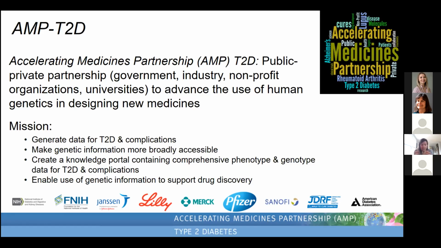And the mission of this, which I think is useful because it helps set the stage for how Type 1 diabetes came into the mix, was to generate data for Type 2 diabetes and its complications, and make this data accessible, not just to the experts, but to people who can actually make use of it. Create a knowledge portal for Type 2 diabetes that contains comprehensive phenotype and genotype data for Type 2 diabetes and these complications in a usable and accessible framework. And hopefully this will enable the use of this data to support drug discovery. So that was AMP T2D's mission.